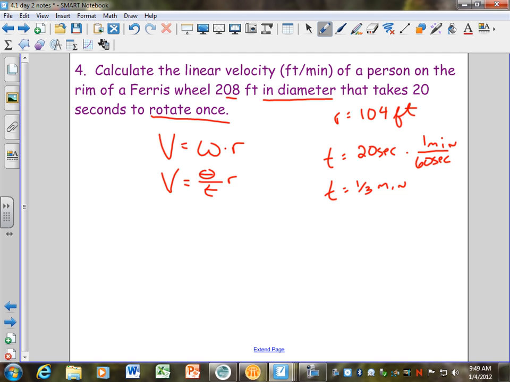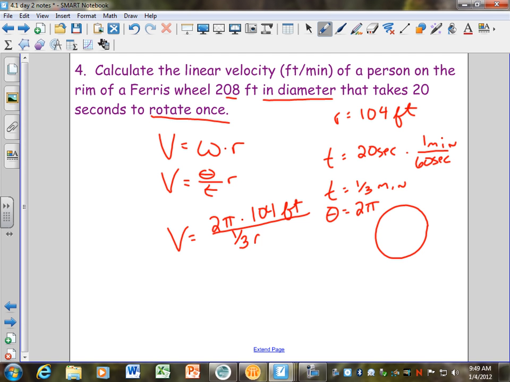So what would the angle be if I'm starting and going all the way around? 2 pi, because it has to be in radians, right? 360 degrees is all the way around, but we have to use this in radians, 2 pi. So what do we have here? 2 pi times 104 feet all over 1/3 of a minute.